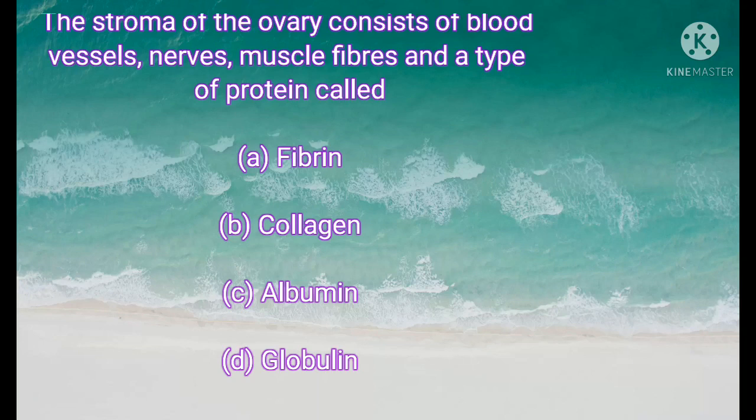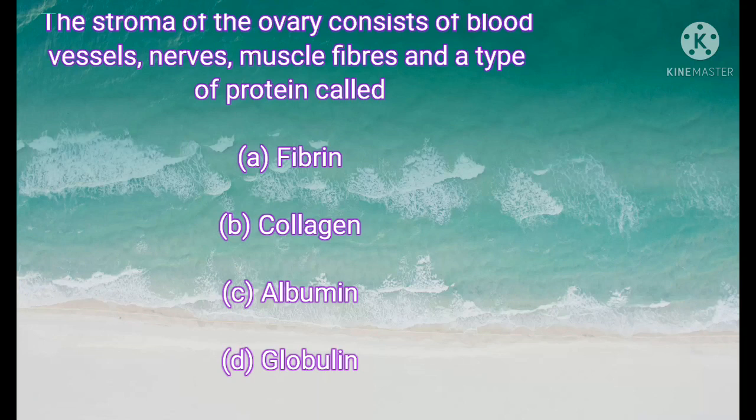The first option here is fibrin, the second option is collagen, the third option is albumin, and the last option is globulin. And inside the stroma the muscle fibers are present, and the stroma cells show the presence of collagen fiber. Collagen fiber is the main constituent present inside the ovary in the stroma region, and because of this, here the right answer is collagen.